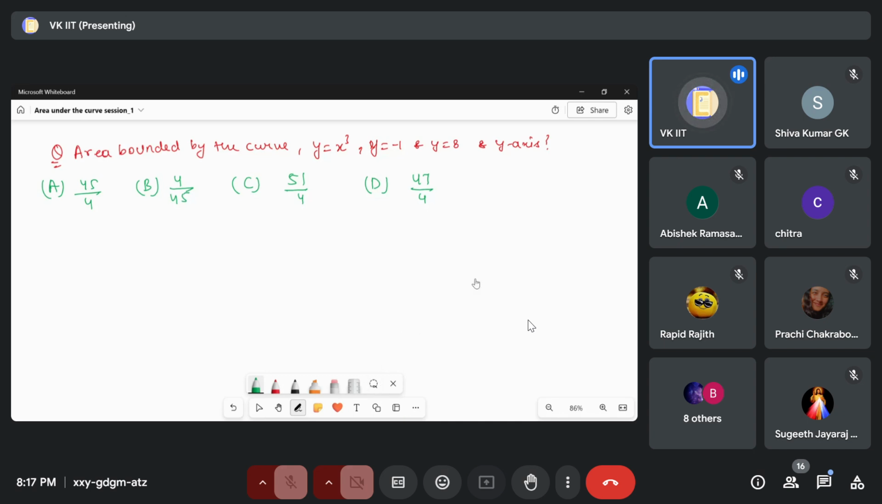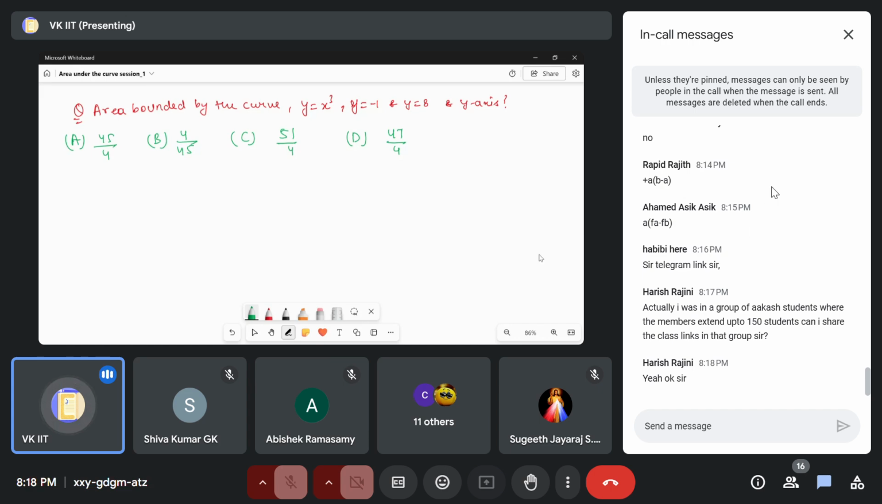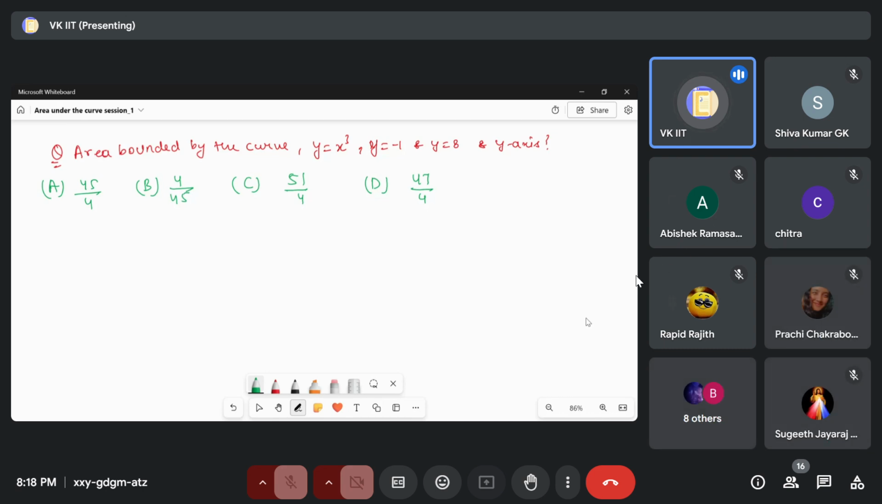Sir, actually, I was in a group of Akash students where their members extended up to 150 students. Can I share the class? Harish, don't share this link on that group because this is basically for those students only who have already studied from me. If they have studied from me, then that's okay. But don't share in any other group because the class is already a secret for all of the students.